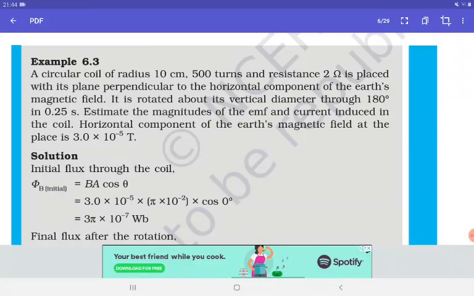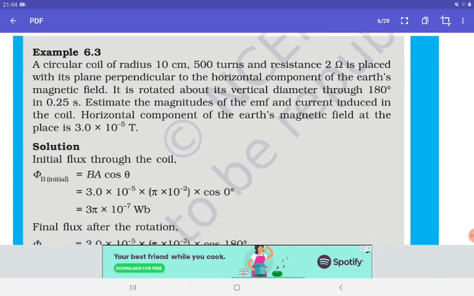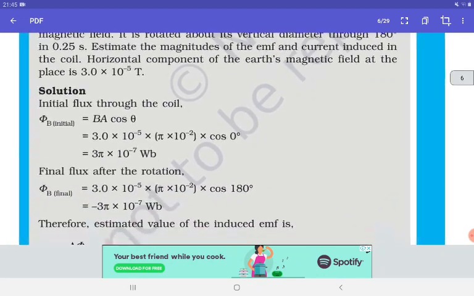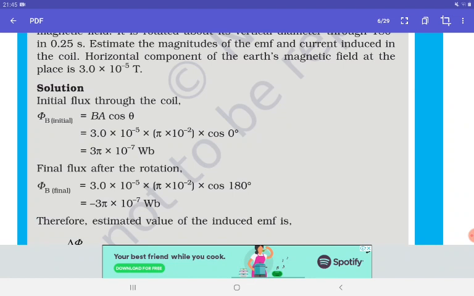So in the previous video we have just started our chapter number 6 and we are at example number 6.3, which is a circular coil of radius 10 centimeter, 500 turns and resistance of 2 ohm is placed with its plane perpendicular to the horizontal component of the Earth's magnetic field. It is rotated about its vertical diameter through 180 degree in 0.25 second. Estimate the magnitudes of the EMF and current induced in the coil.